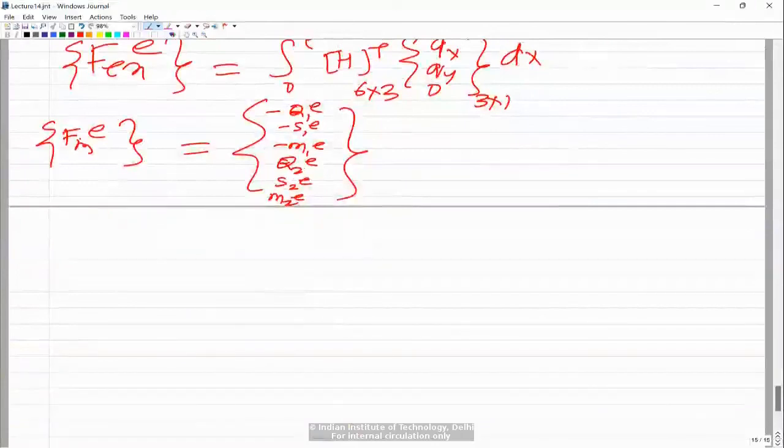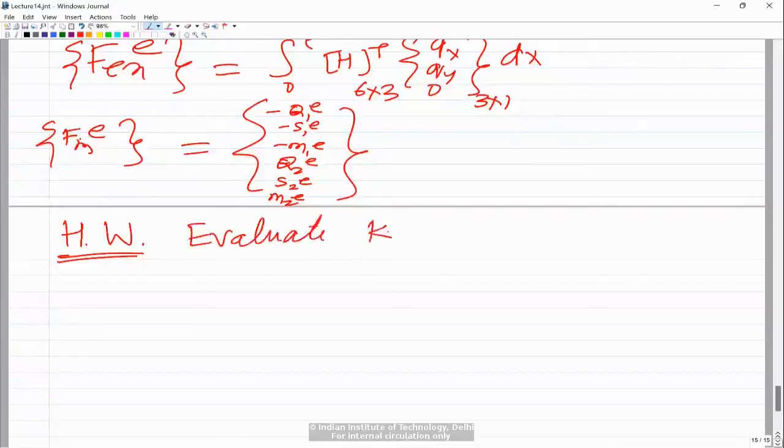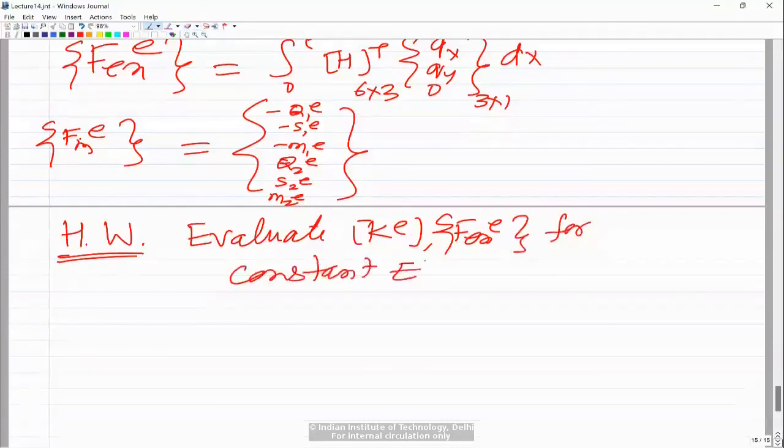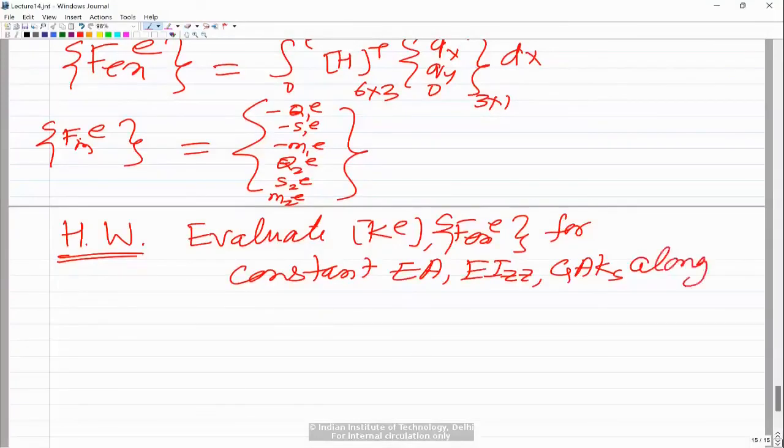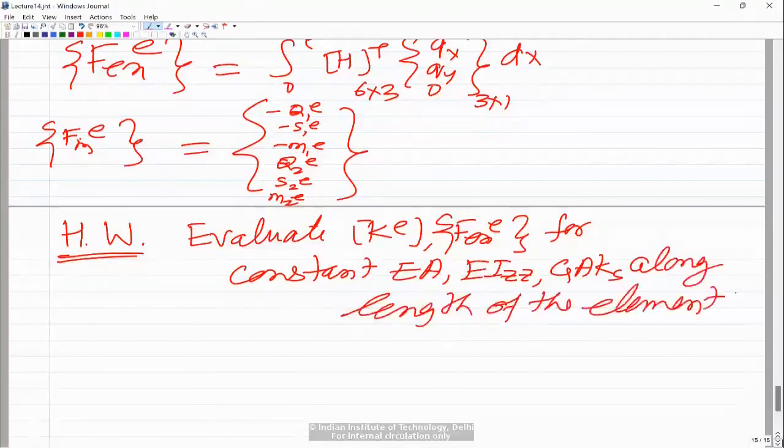The only thing is, another homework you should do. Homework: evaluate KE and F external for constant EA, EIZZ, and GAKS along the length of the element. So basically you have to assume that these are constant.